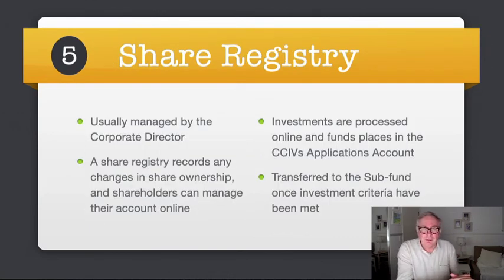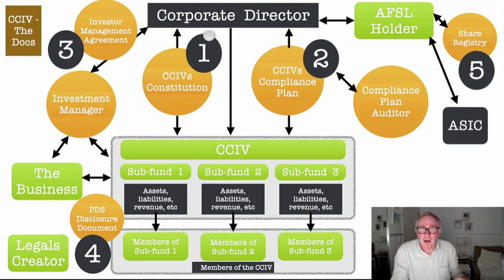The final document is the share registry, which isn't really a document, but the list of directors, their ownership and things like that. Now that's usually managed by the corporate director, and the share registry records any changes in share ownership and shareholders, and usually this is managed online. Investments are processed online and funds placed in the CCIV's application account. Once the minimum requirements are received or the requirements in the PDS, the money is transferred to the sub-fund so that operations can commence.